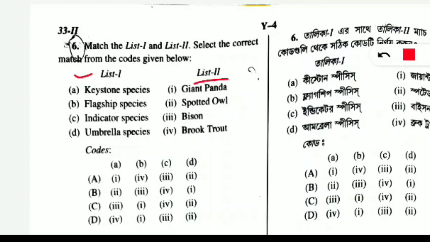So here I will tell you the option number which will be correct. Option number D will be correct. Yes, keystone species is brook trout. Flagship species is giant panda. Indicator species is what? Indicator species is bison. And umbrella species is spotted owl.